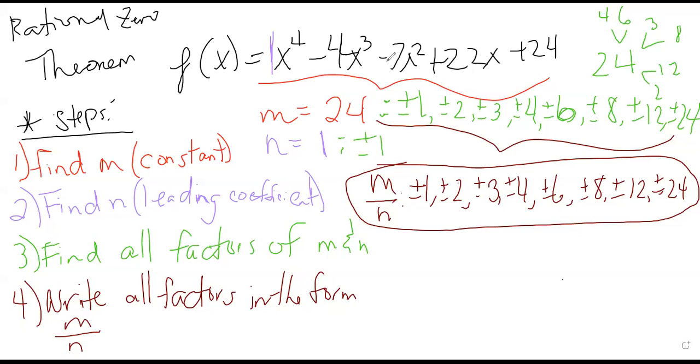So we went ahead and, just a quick recap, we found the constant, which was 24, the term of my function with no variable. I found the leading coefficient, which again is the first term in the polynomial function, but I have to find the number next to the variable, okay? If there's no number next to the variable, it's automatically 1, all right? I then have to find all the factors of m and n, and then I have to write them in the form of m divided by n, okay? So once I do that, I'm ready to get started.